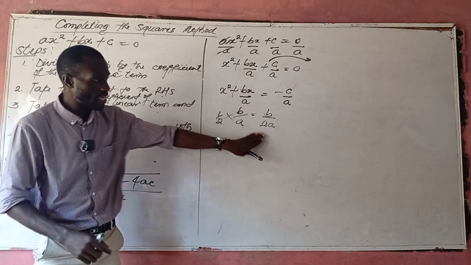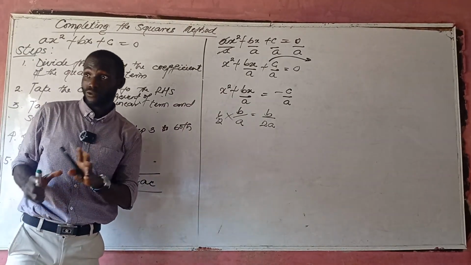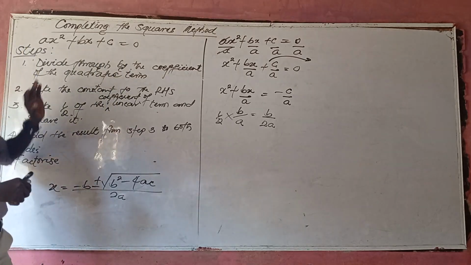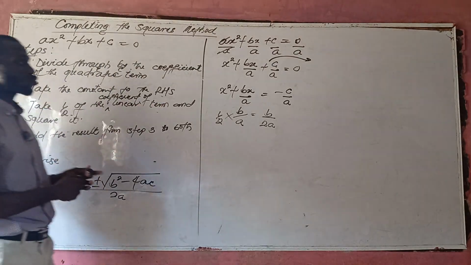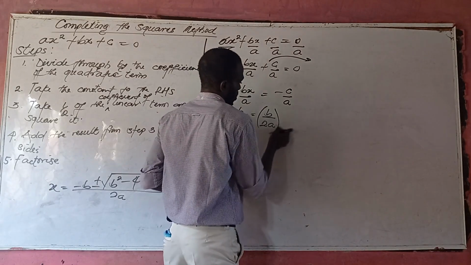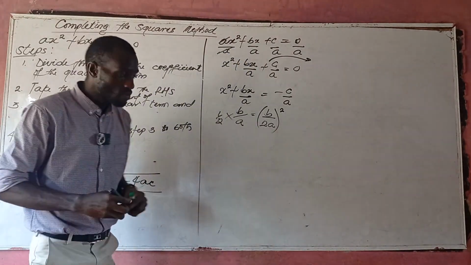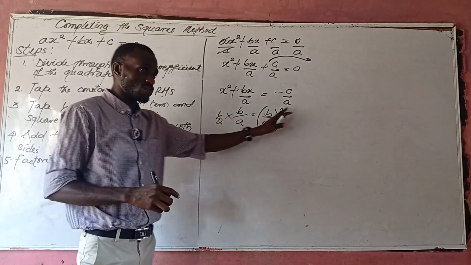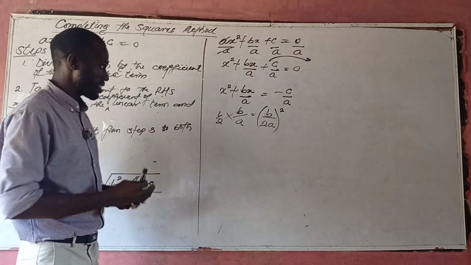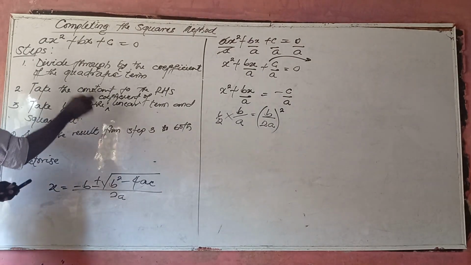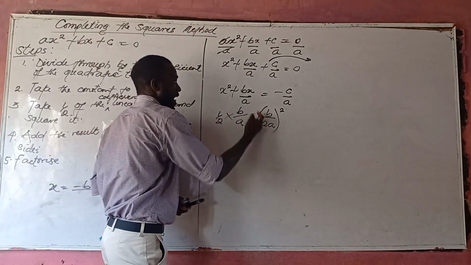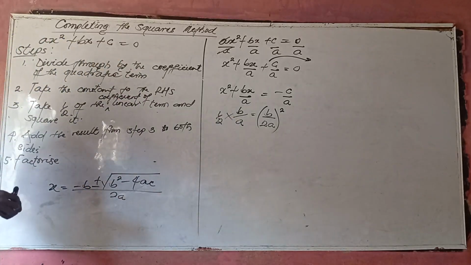Just take this term, take half of it. When we solve questions, you'll see how we apply the rule really. Then you have to square it. Now, the idea here is don't expand it fully yet, okay? Still leave it like this. Then you have to add the result from step 3. This is our result now. Add it to both sides of the equation.